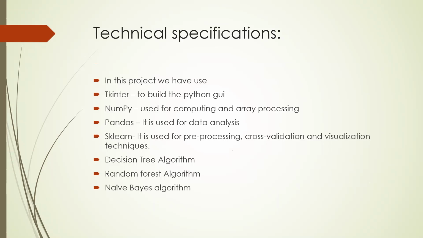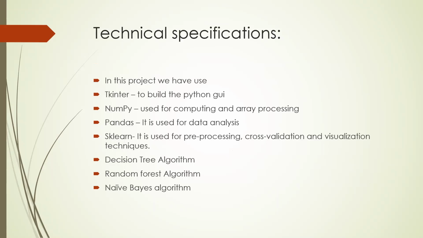From here, I will take over regarding the technical specifications of our project. The main algorithms we have used are decision tree algorithm, random forest algorithm, and naive Bayes algorithm. And the libraries we have used: tkinter, which is a standard Python GUI library. When Python is paired with tkinter, it provides a quick and straightforward approach to construct a graphical user interface.